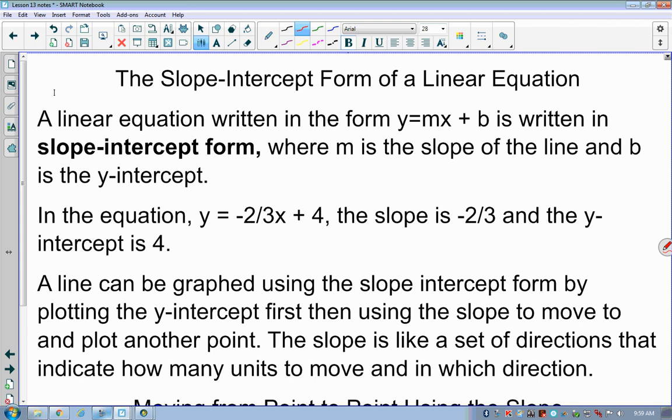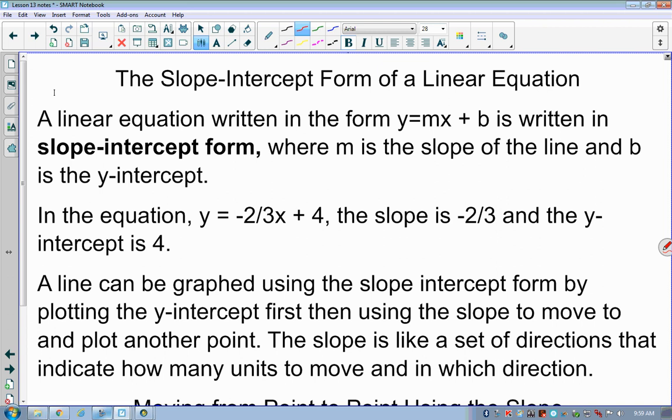Slope-intercept form may be one of the handiest equations that you'll get down, besides the Pythagorean theorem, which is y equals mx plus b. What does m stand for? Slope. Slope is rise over run. b is what? Y-intercept. The x-coordinate of the y-intercept is what? Anybody know? What's the x-coordinate of the y-intercept always? 0. So a linear equation written in the form y equals mx plus b is written in slope-intercept form. m is the slope of the line, b is the y-intercept.